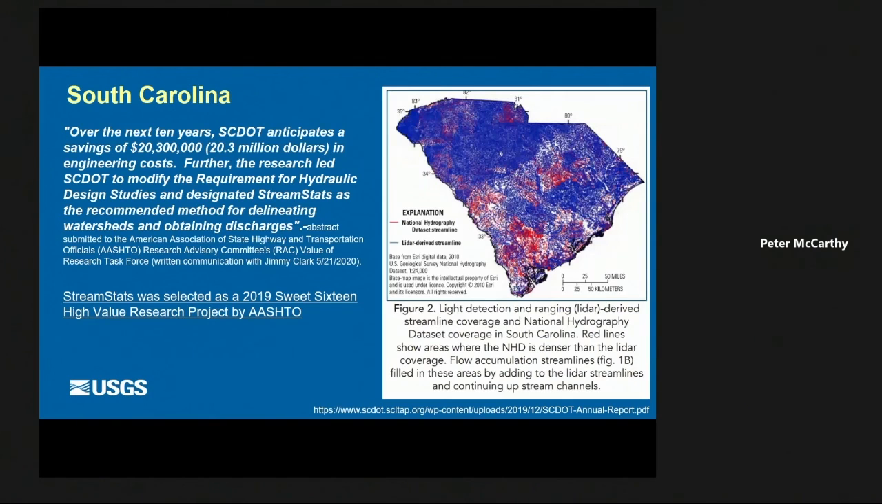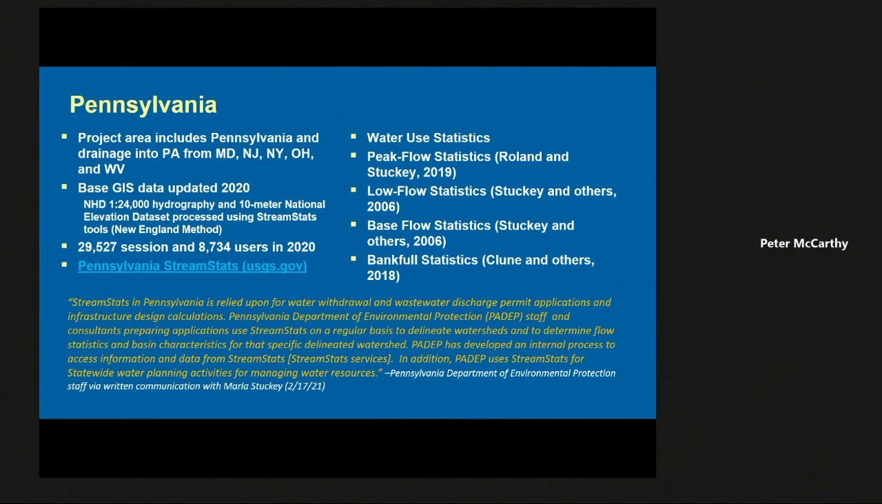Jumping into a few user stories, South Carolina is a great user story. They continue to build out applications and functionality within StreamStats. They were awarded the 2019 High Value Research Project by AASHTO. They estimated that they saved $20.3 million over a 10-year period. Pennsylvania is our largest user of StreamStats. They really require contractors to use StreamStats for regulatory permits. They've done a lot of work on low flow, peak flow, base flow, and bank flow characteristics.